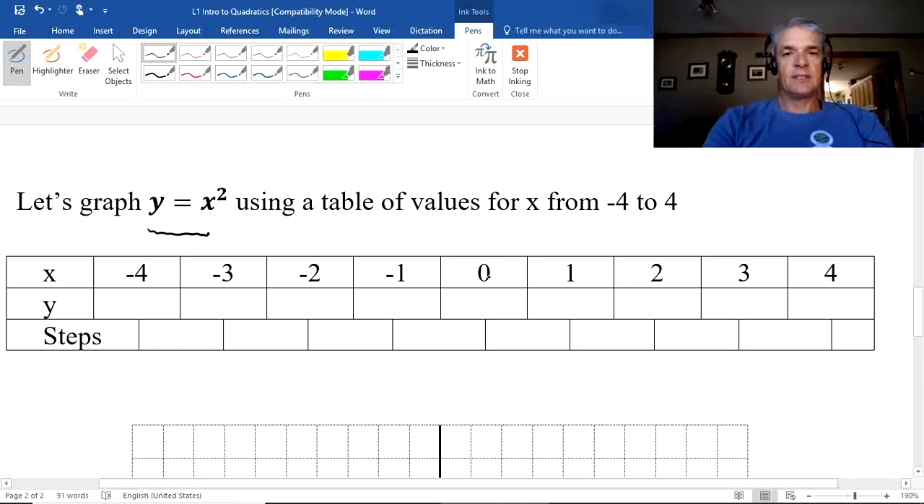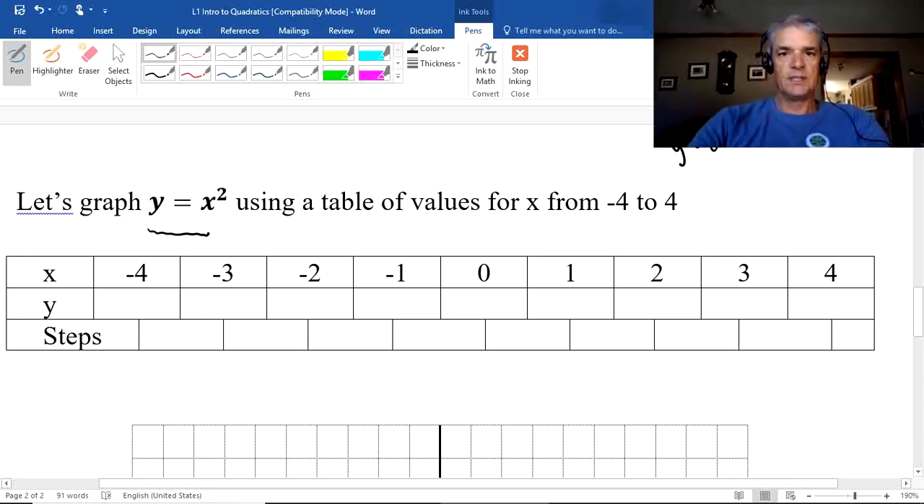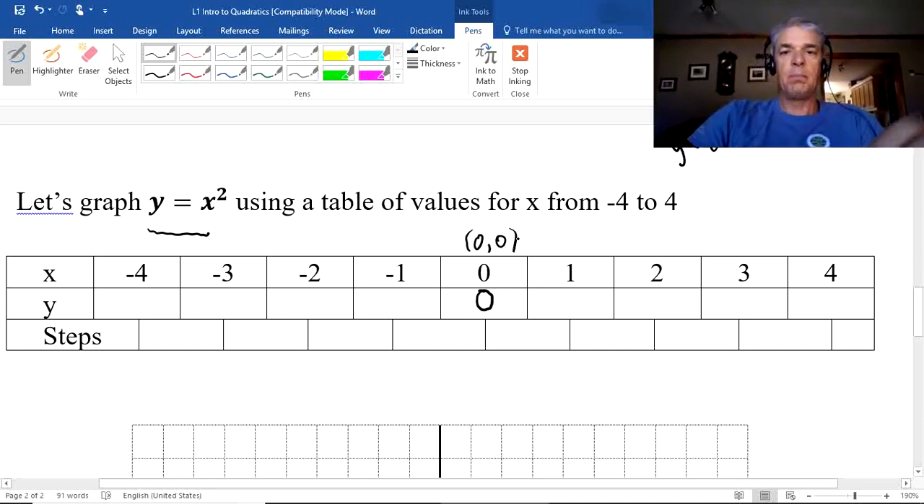So let's say, for example, I'm going to choose the value of 0, okay? And I'm going to put it into the equation. That would become y equals 0 squared. Well, what's 0 times 0? Well, that's 0. And so I have a point now. This represents the point (0, 0), and I can plot that point.